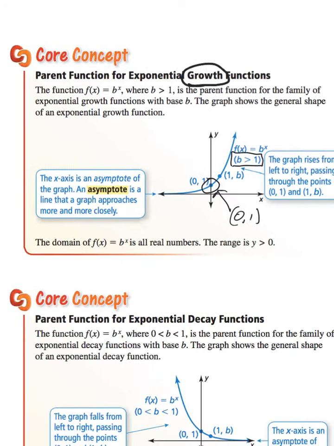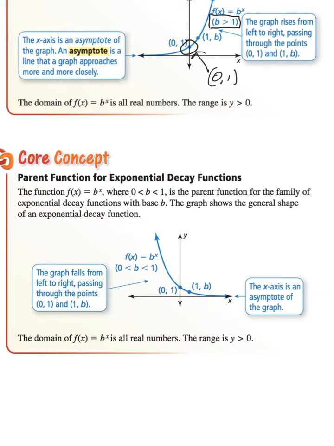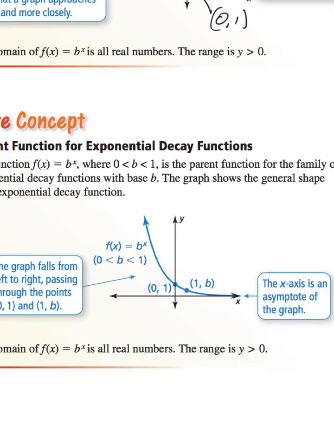Let's go to the parent function for the decay function. Again, if you notice, going from left to right, we're getting smaller and smaller and smaller. That's based on the fact that in this case b is between 0 and 1, which means it's a fraction less than 1. All right, let's not belabor that point.